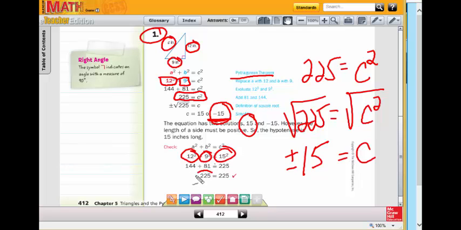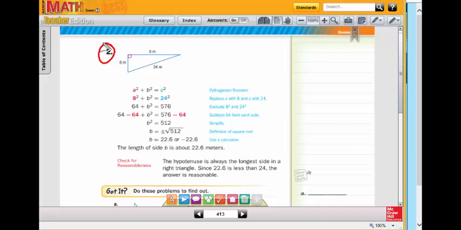Do the math here, and we do have 225 equals 225. We have a solution that makes sense. Now let's take a look at problem number 2. And this is very important to recognize.